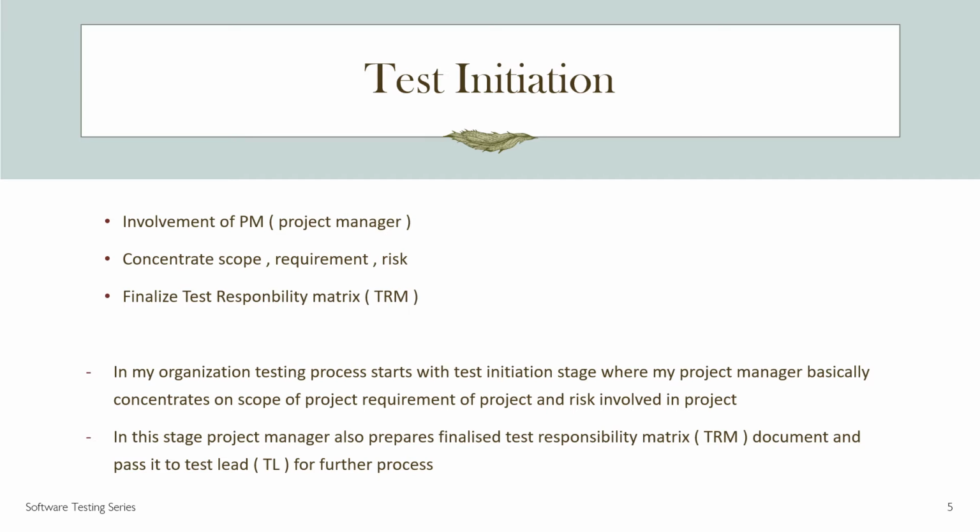First phase is the test initiation phase. In this phase, the project manager is involved. He prepares one document called the test responsibility matrix. He focuses on the scope and objective of the project, all requirements, and risks related to the project, and all these things are included in this document. Once the document is prepared, he forwards it to the test lead. Then the next phase is the test plan phase.